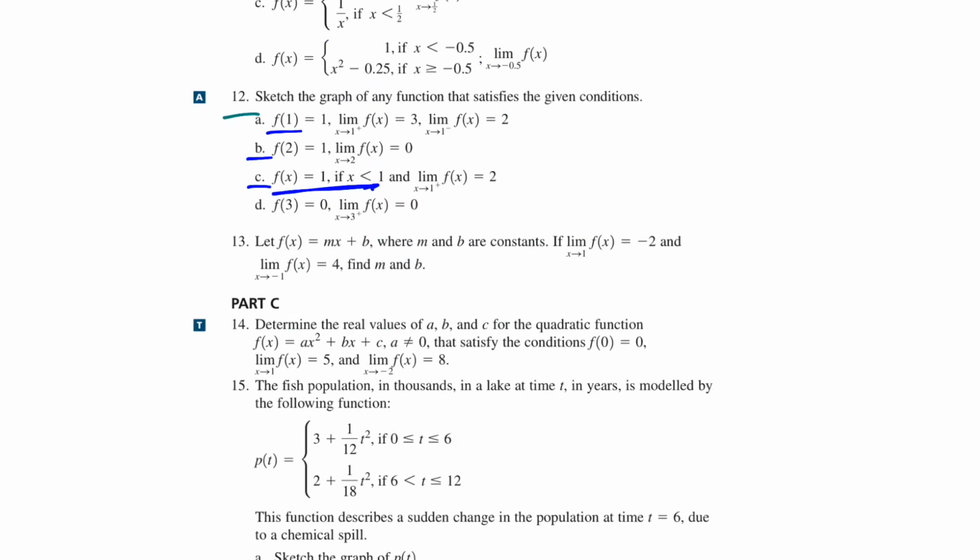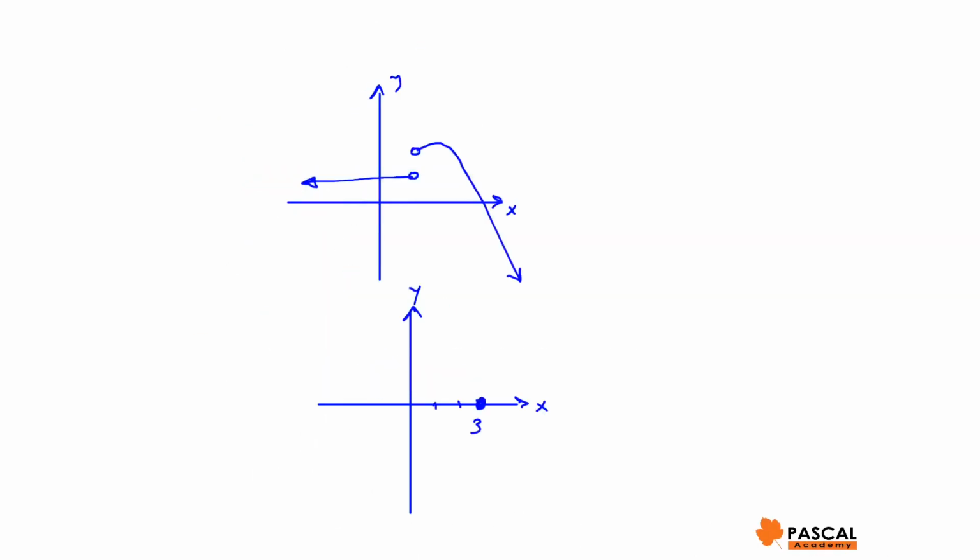Last question. F of 3 is 0 and limit of f of x as x approaches 3 from the right side is also 0. We choose this line, and we don't have any information from this function, so this is the simplest graph that we can have for part D.